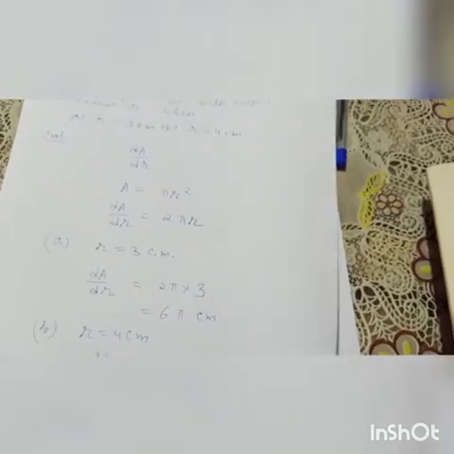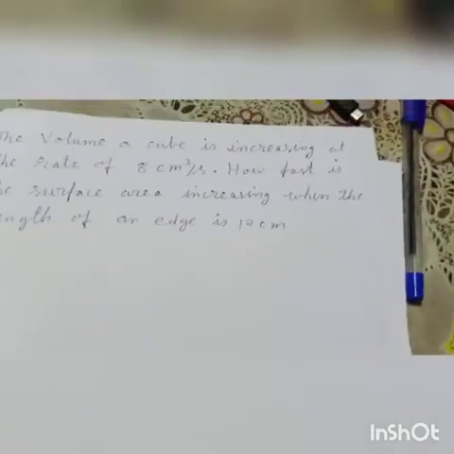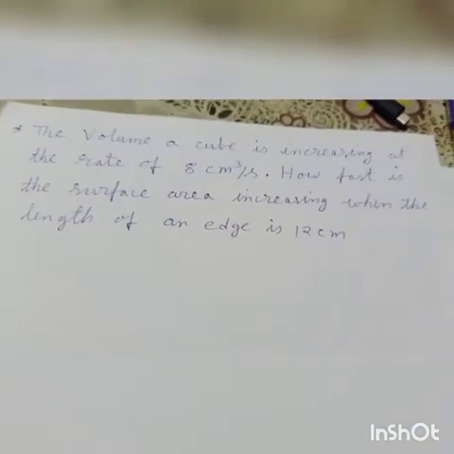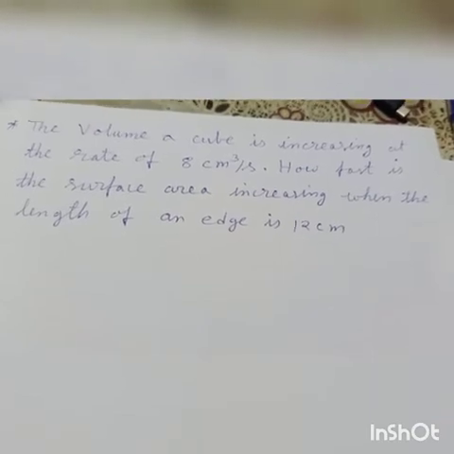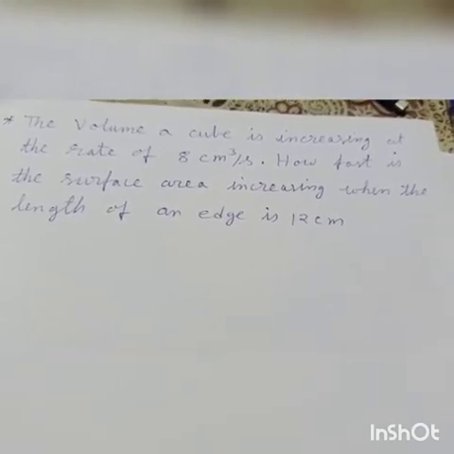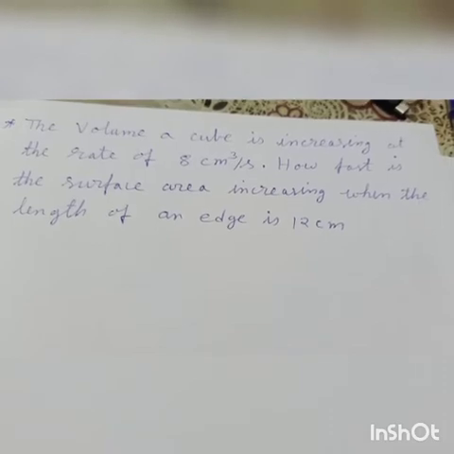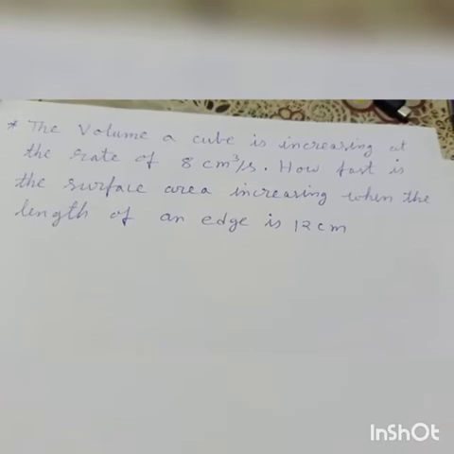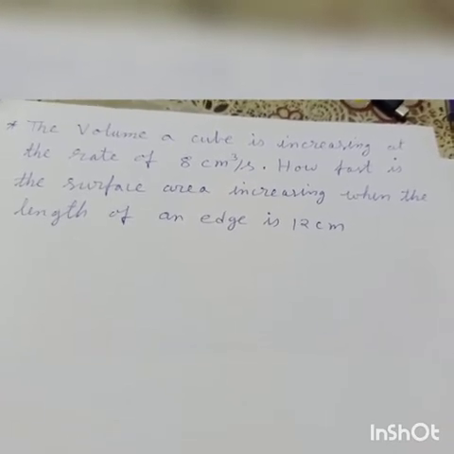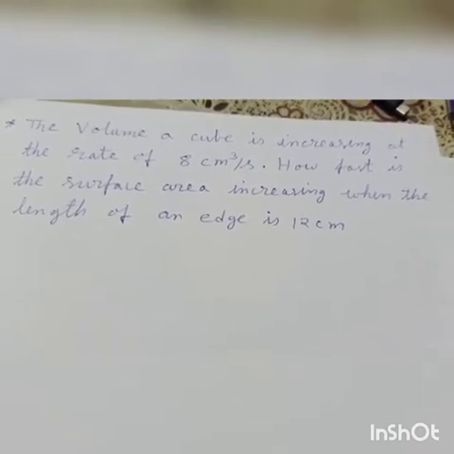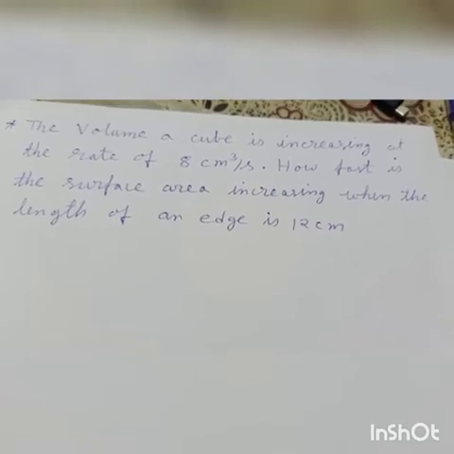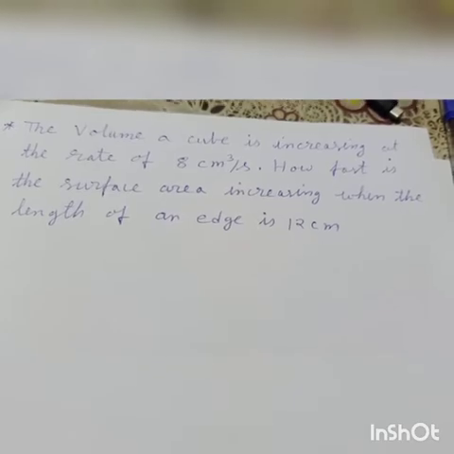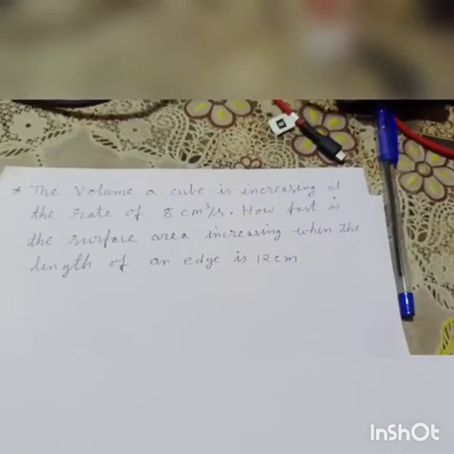Let's take one more question. The volume of a cube is increasing at the rate of 8 centimeter cube per second. How fast is the surface area increasing when the length of an edge is 12 centimeter? So what is given here is the rate of change of volume, and we have to find the rate of change in surface area in the case of a cube, when the edge is 12 centimeter. So we see the solution.